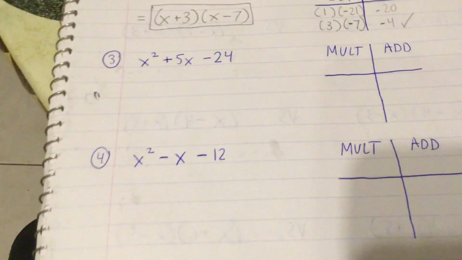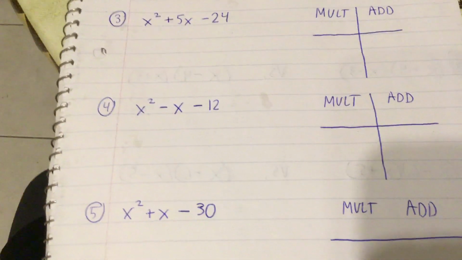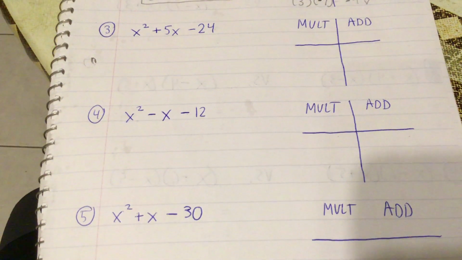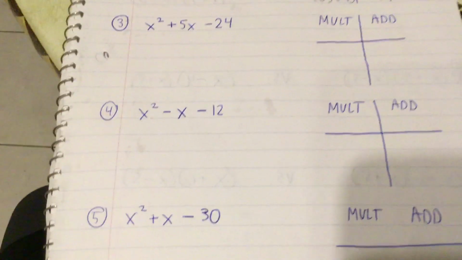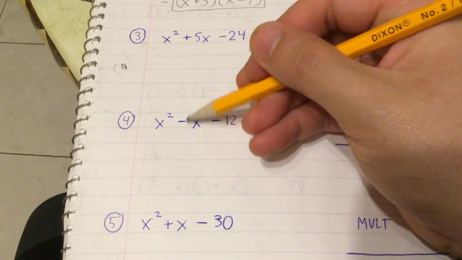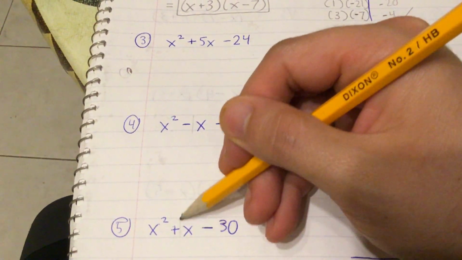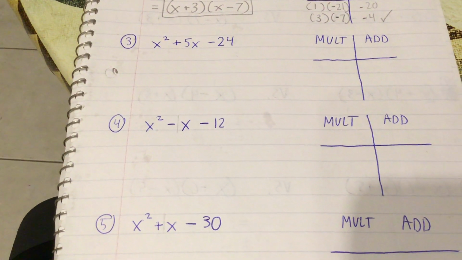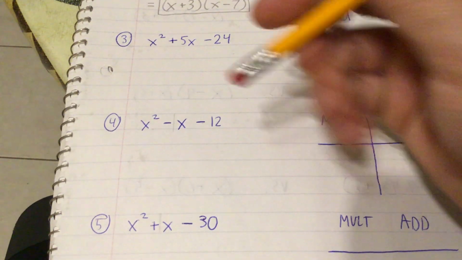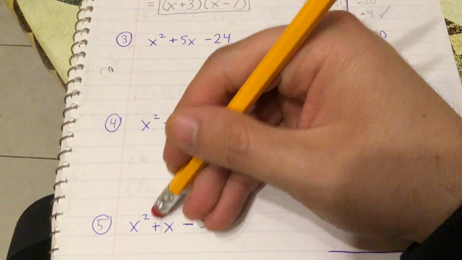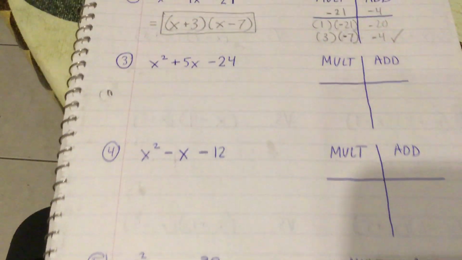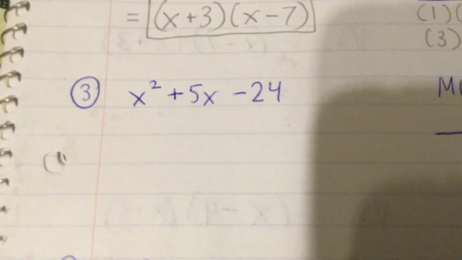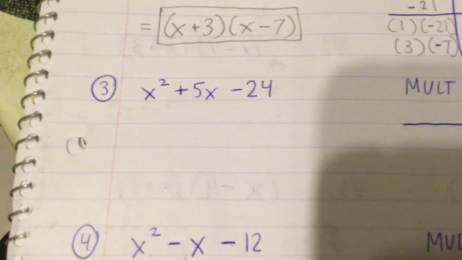Okay, see if you can do these next three problems independently. Note, if there's no number in front of the x, we can put this 1 right there. Okay, I'm going to take a look at these one at a time. X squared plus 5x minus 24.